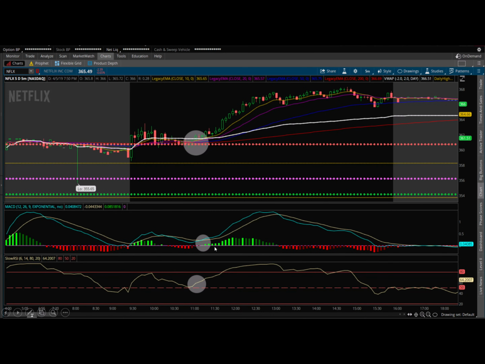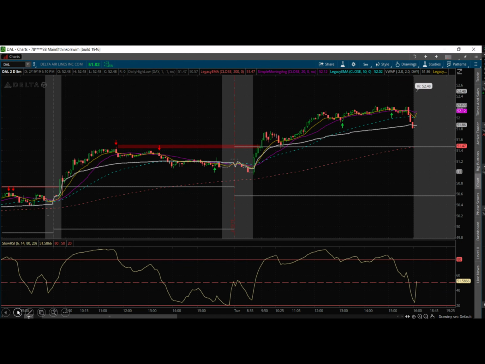Down here, we have the MACD, which is just crossing positive in an area near the zero line, and the slow RSI level is near the zero middle line as well. So that's a great setup there for Netflix. And on that retest and pop, Netflix moved about $5 within an hour and a half. That would be an ideal breakout retest trade on Netflix.